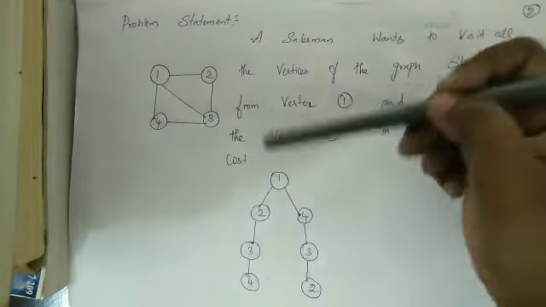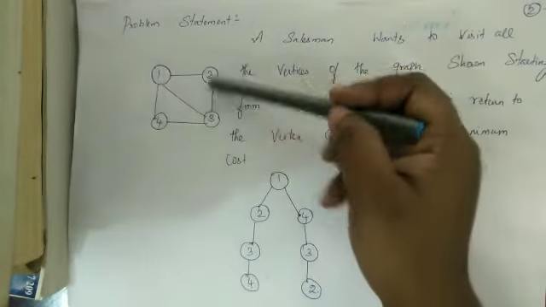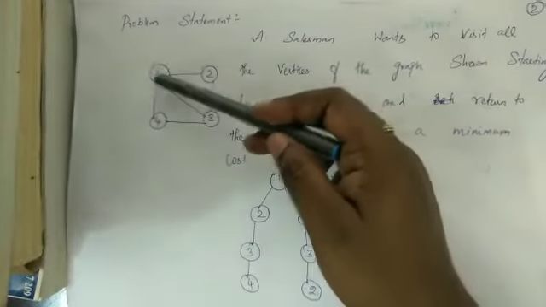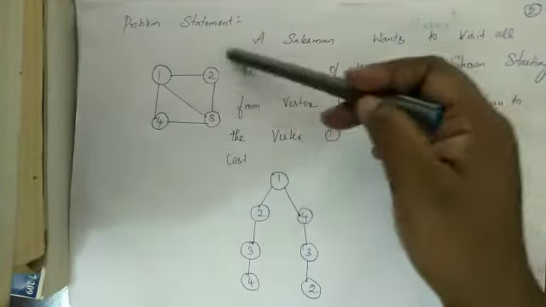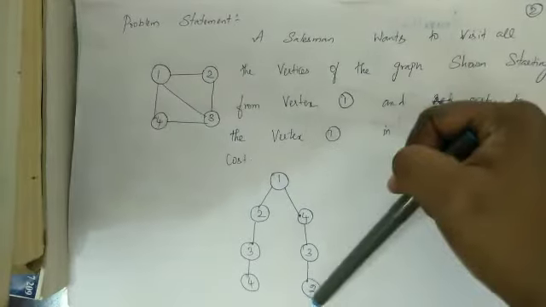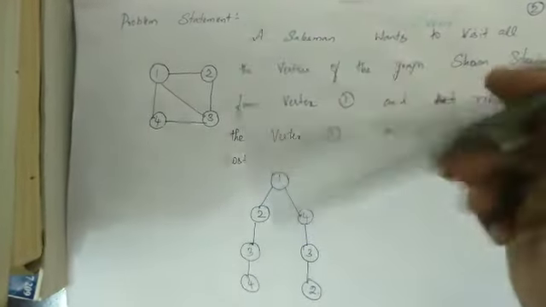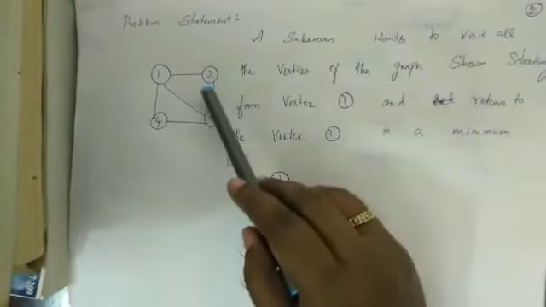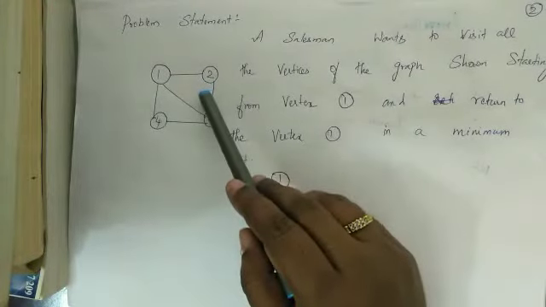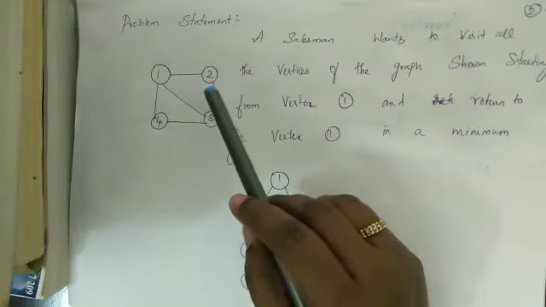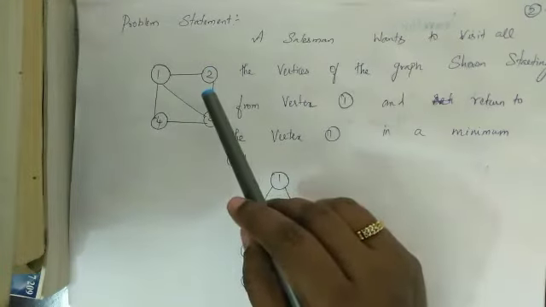For instance, in this graph, he can travel from 1, 2, 3, 4 and return to 1. Or he can choose this path 1, 4, 3, 2, 1. He can have more than one path, but he has to choose the optimized path. That means he has to choose the one which has the least cost.